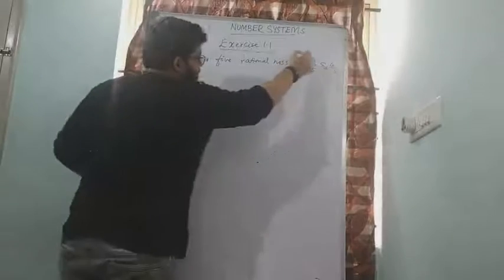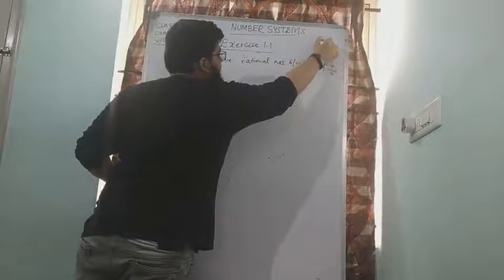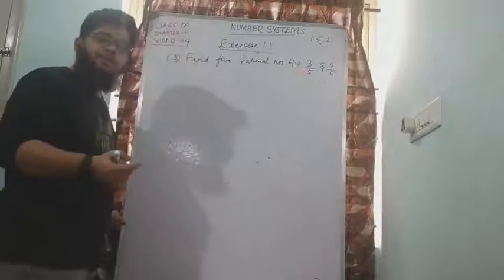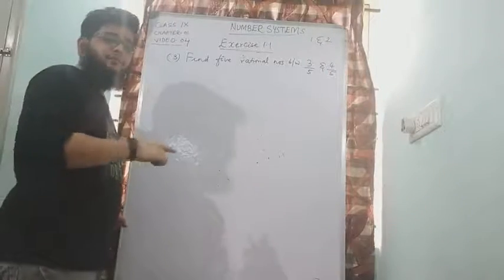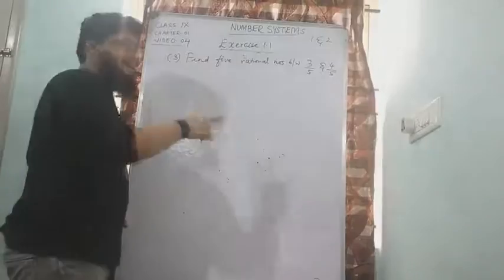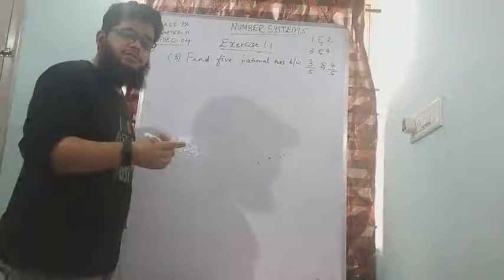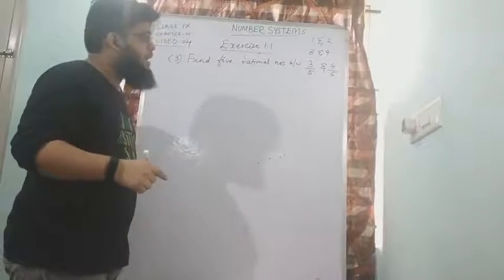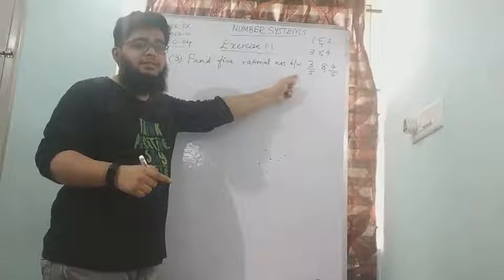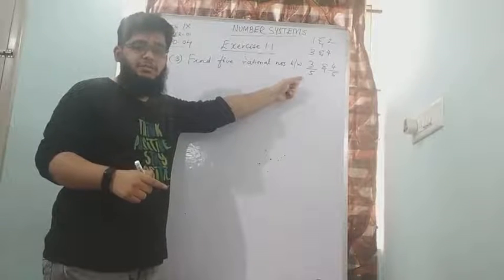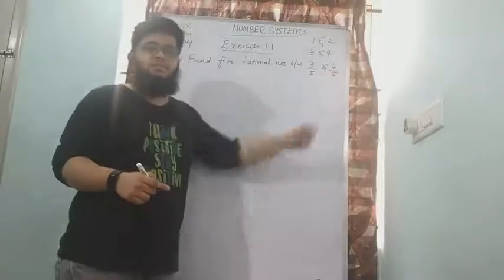In one example that we did, 1 and 2, what did we do? We converted it to the rational form, like 1 by 1 and 2 by 1. In the previous problem, we had 3 and 4. We converted 3 and 4 to the rational form, 3 by 1 and 4 by 1. But here there is no need to convert into that or write them into the rational forms because they are already in their rational forms.